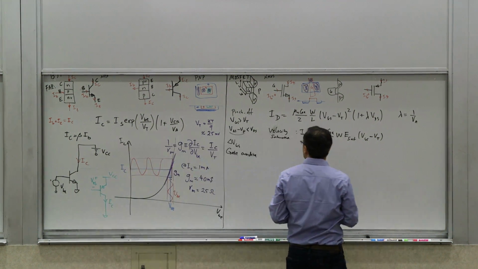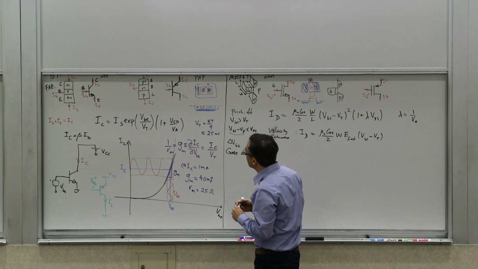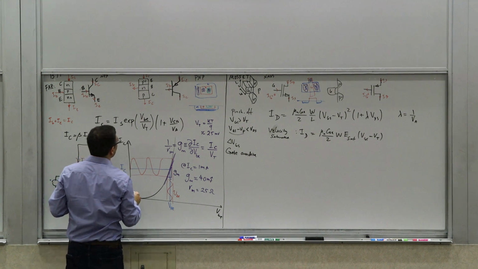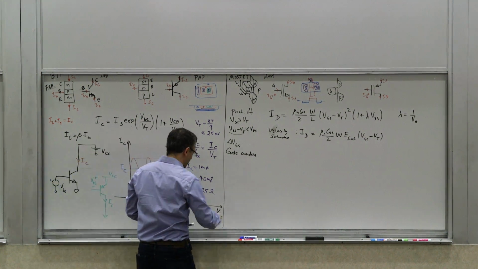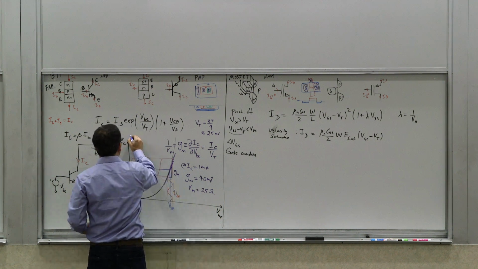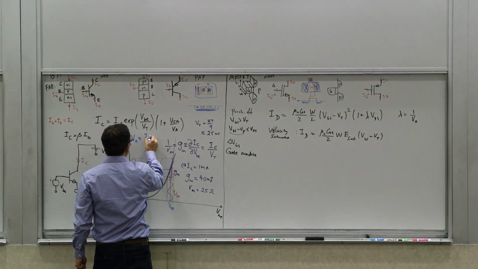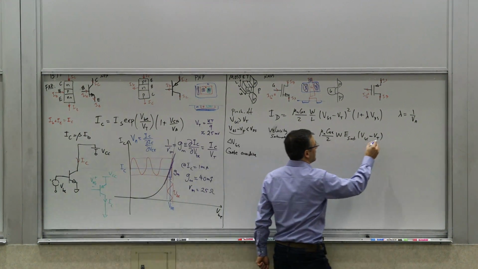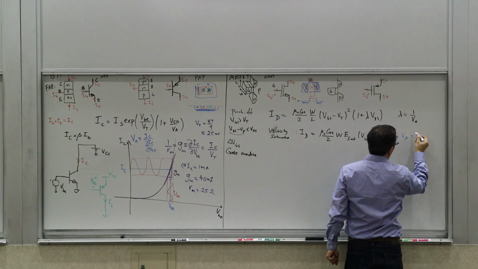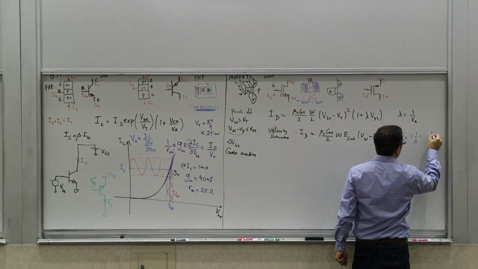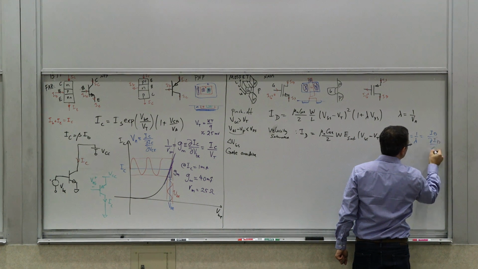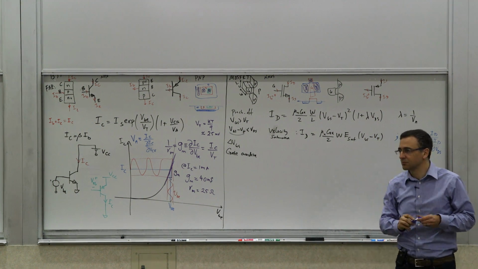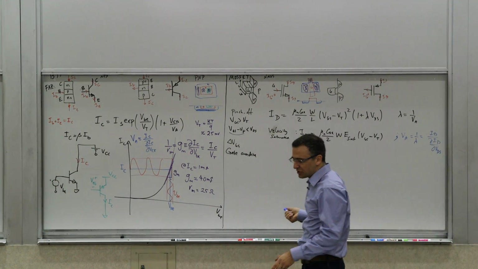Of course, for both of them we had a definition of VA, or 1 over lambda. This is getting pretty crowded here, but I'm going to write it with a different color. VA was defined as IC over dIC dVCE. And here, VA, or 1 over lambda, is defined as, again, ID over dID over dVDS, drain source. So these are the basic equations describing this.